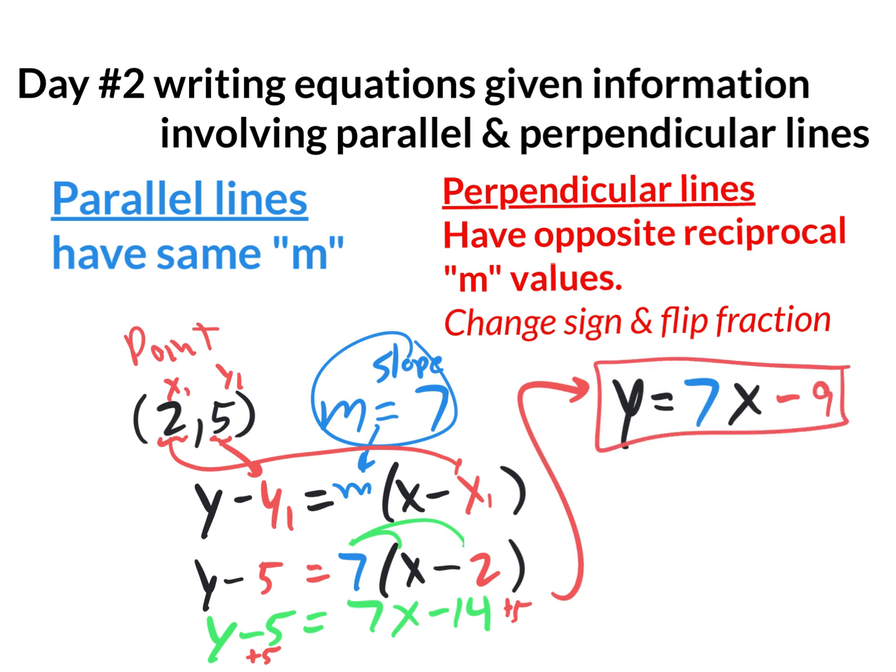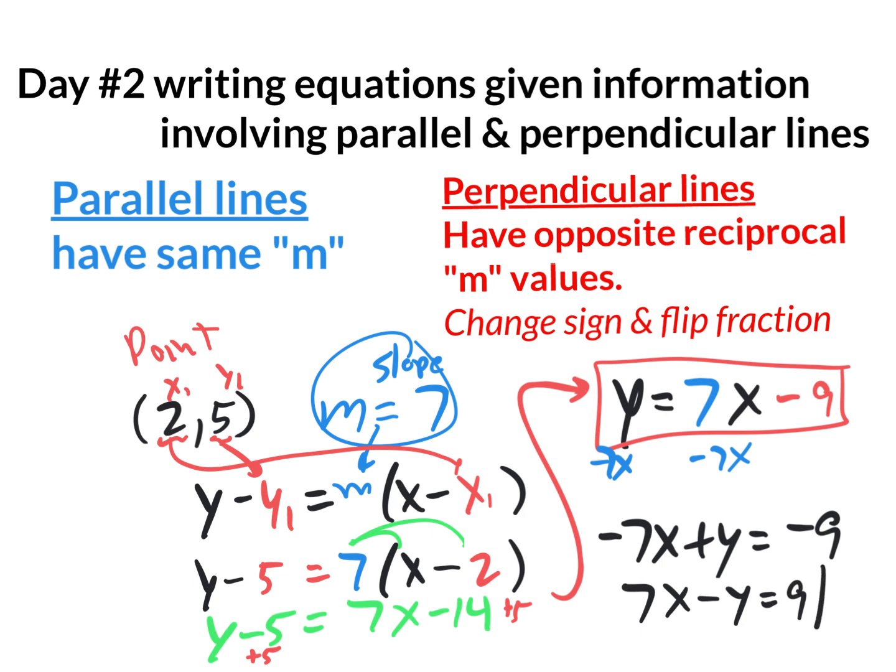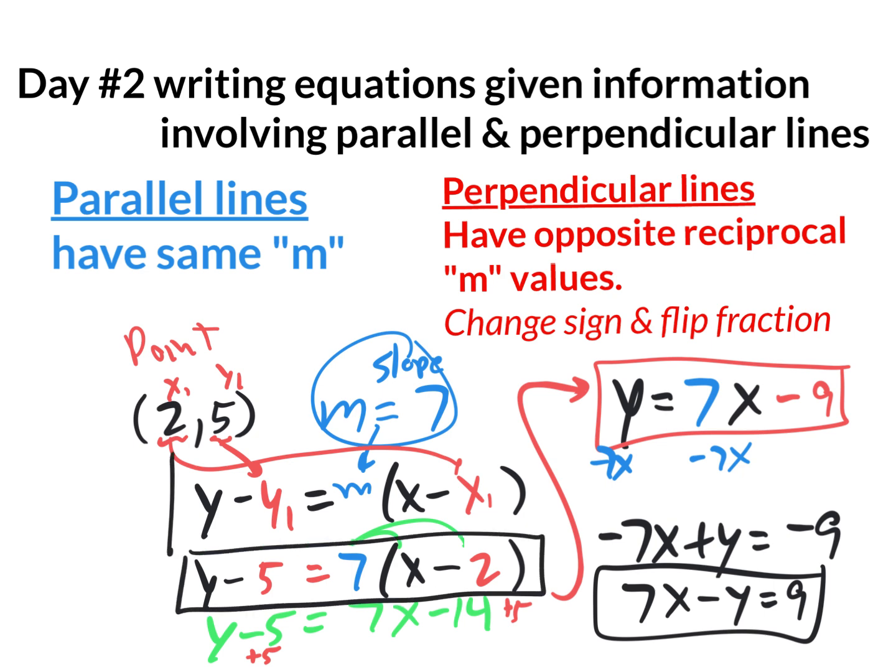And if they ask for it in standard, you just move the 7x to the other side by subtracting 7x, and you'll have your standard form equation, negative 7x plus y equals negative 9. And that's an answer for standard form, but if it's multiple choice, it's very likely that we're going to write the first term as positive, which means you have to multiply everything by negative 1. And you'd have a positive 7x, a negative y, and a positive 9. That's standard form right there. So whenever I give you a point and a slope, start with point slope form, and then you could change that to slope intercept, and you could change that to standard. That's what we've been doing all week, even last week, right?